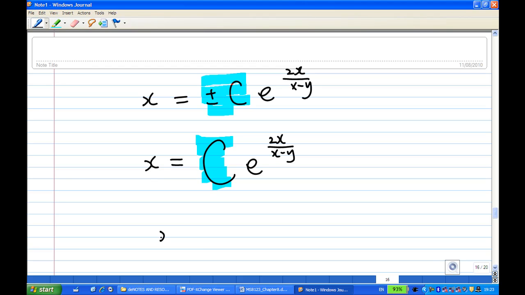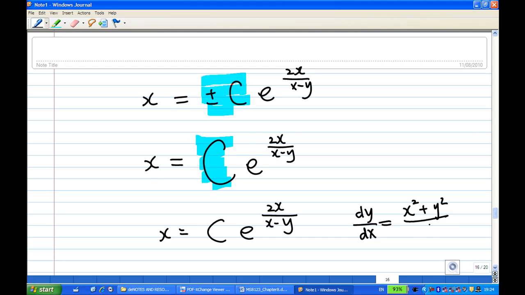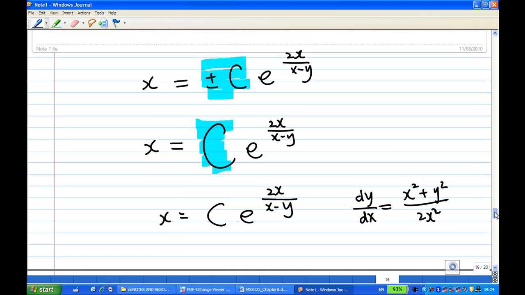x is equal to C times e to the power 2x over x minus y, as the solution of the differential equation dy/dx equals x squared plus y squared over 2x squared. You have this as the solution. Okay, so that is the end of the solution.